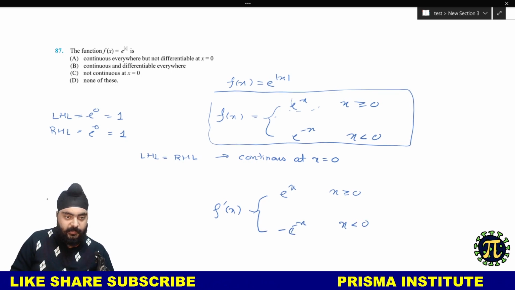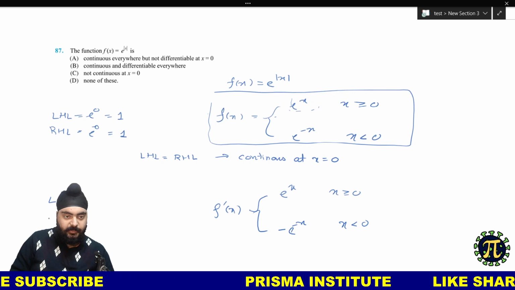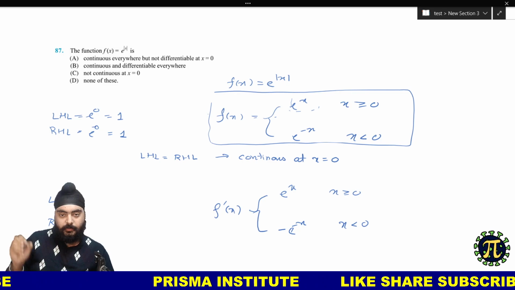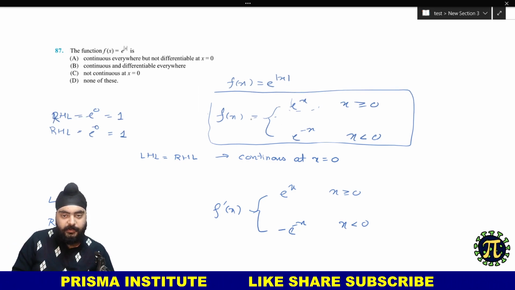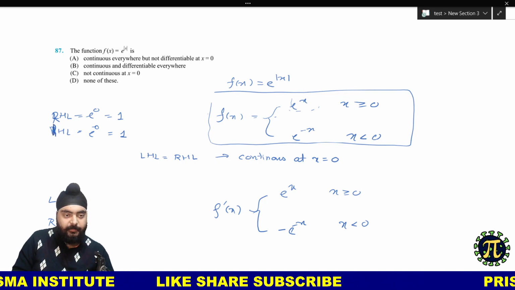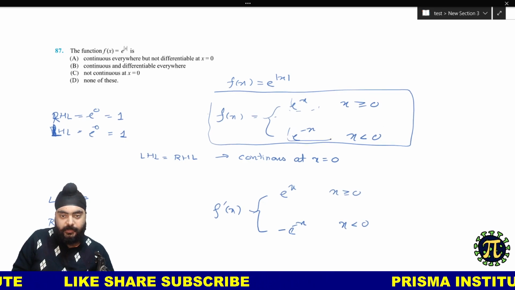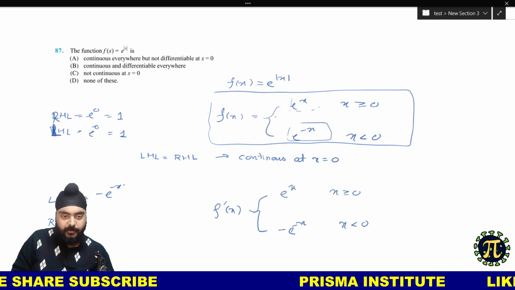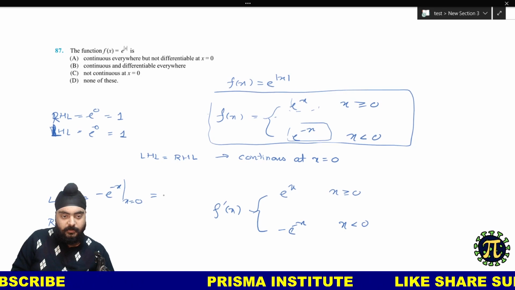So what is the left hand derivative? And what is the right hand derivative? I made a little bit of a mistake. This one is the right hand derivative, right? Because on the right hand, x is greater than 0, and this is the left hand derivative. So for the left hand derivative, I have to take this one, right? Its derivative is minus e to the power minus x, but I have to find this value at x equal to 0. So this is minus 1.